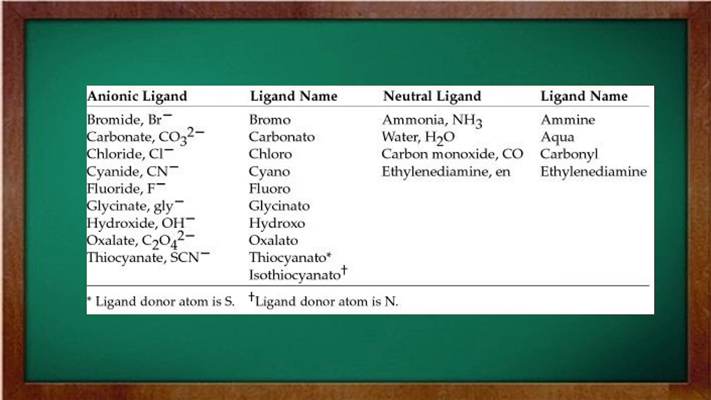This is the chart which I have already given you, showing how it is named. The anionic ligand bromine has a negative charge, so the ligand name is bromo, then carbonato or chloro, and in this way the name is written.